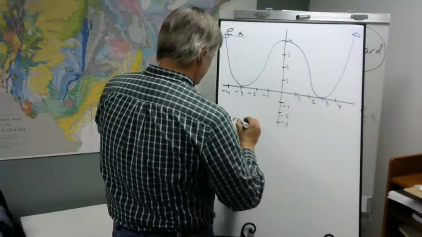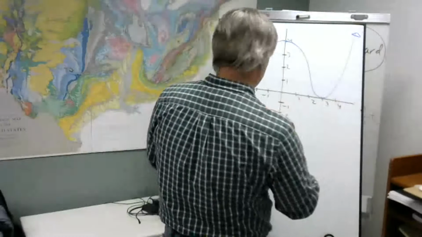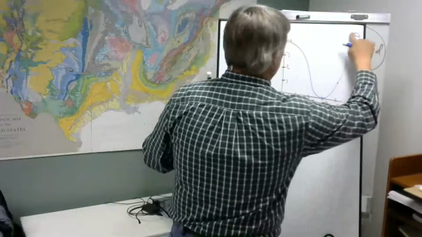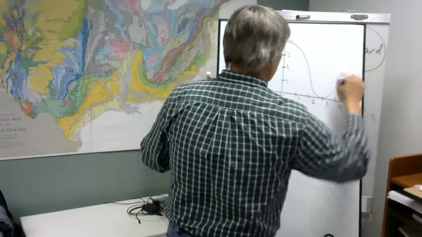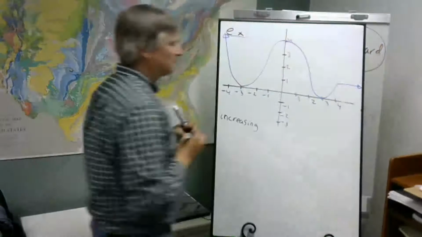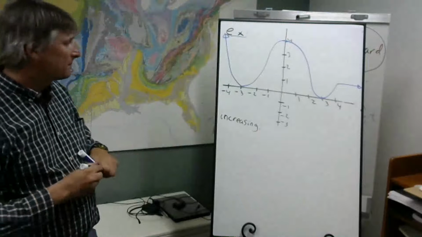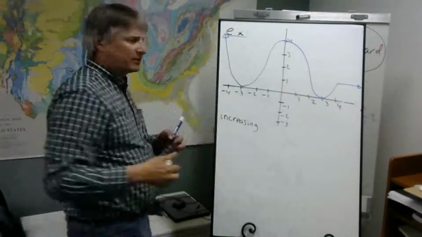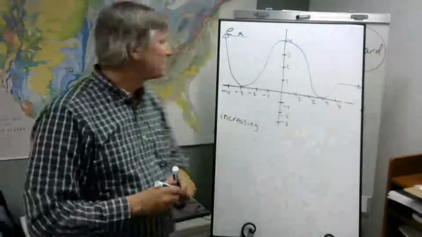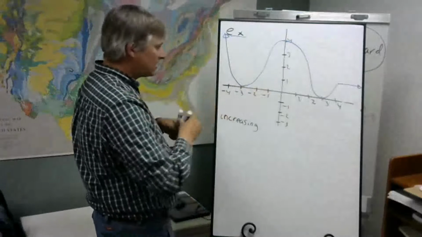In fact, let me make one little change here. Say it's doing this. So where is it increasing? Well, it's dropping down here again. We talk about increasing and decreasing as we go left to right. So it's increasing, well, here it's decreasing, but here it starts increasing.